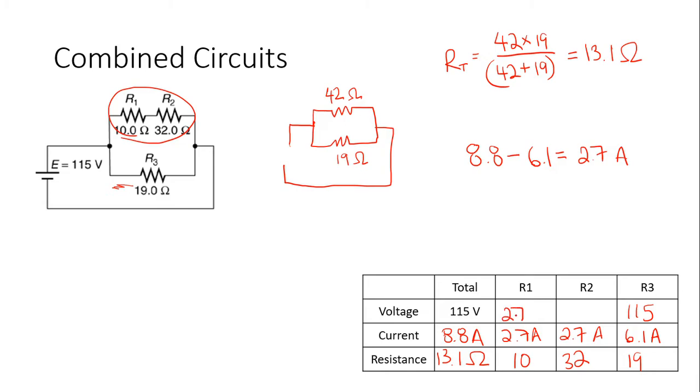2.7 times 10 gives me 27 volts here, and 2.7 times 33, I can't even read my own writing, but I think it's 86.4 or 88.4, something like that. And once again, you're looking for that to total approximately 115 volts. So let's keep going with these and do a few more examples.